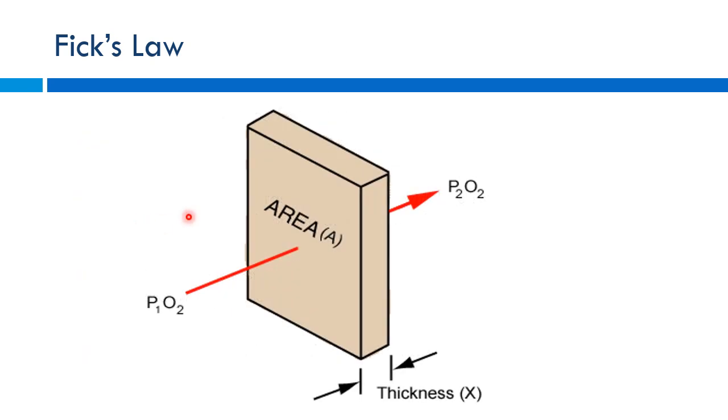So this picture is nice because it will show you all the factors here. The thicker this membrane is, the less flux you have. The bigger the surface area, the more flux you have. And the bigger the concentration gradient, the more flux you're going to have. Okay.